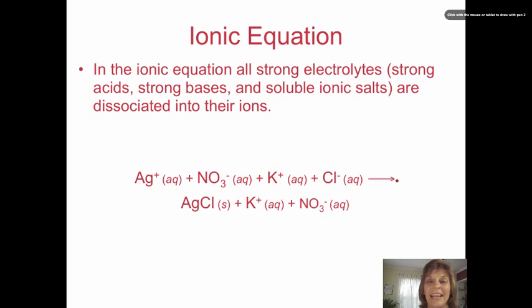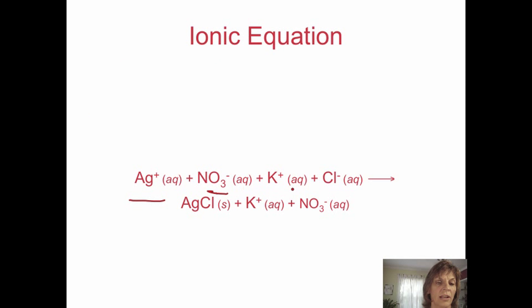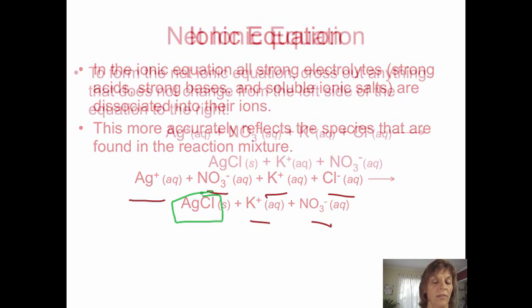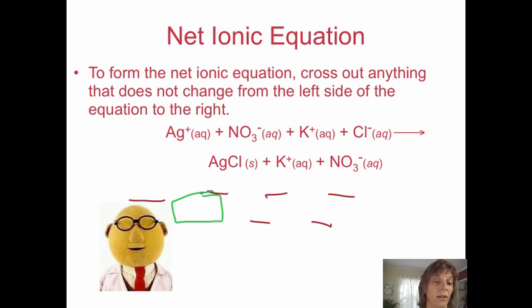In an ionic equation, anything that's a strong electrolyte, soluble ionic compounds, strong acids, strong bases, are dissociated. So you see them separated here as ions. So you've got silver, nitrate, potassium, chloride, all as ions. The only thing that is not an ion is this silver chloride, which stays together because water can't dissolve it. Okay, that more accurately describes what's actually going on.